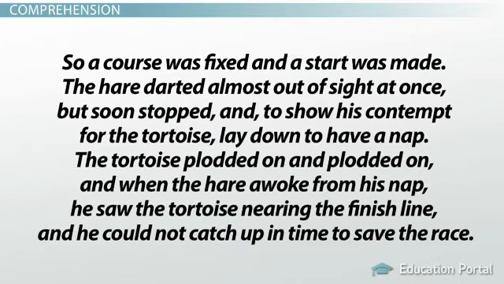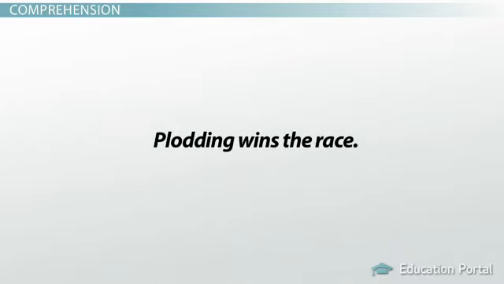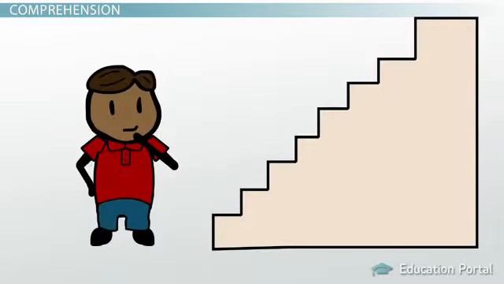The hare darted almost out of sight at once, but soon stopped, and to show his contempt for the tortoise, lay down to have a nap. The tortoise plodded on, and when the hare awoke from his nap, he saw the tortoise nearing the finish line, and he could not catch up in time to save the race. Plodding wins the race.